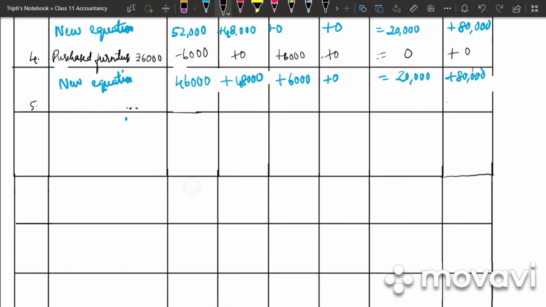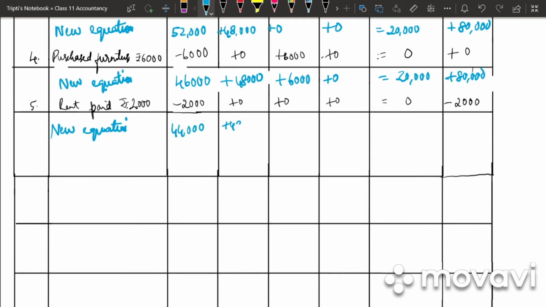Next we have fifth one, rent paid, rupees 2,000. So our cash is reducing by 2,000 plus 0 plus 0 plus 0 is equal to 0, and capital is also reducing by 2,000. So again, what is the new equation? 44,000 plus 48,000 plus 6,000 plus 0 is equal to 20,000 plus 78,000, that is 80,000 minus 2,000.